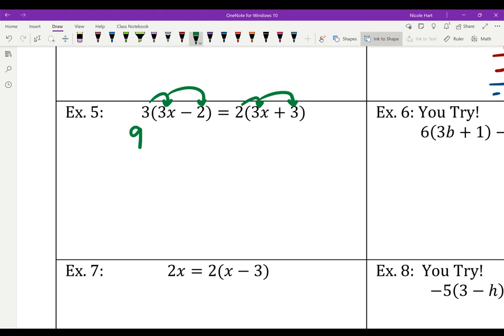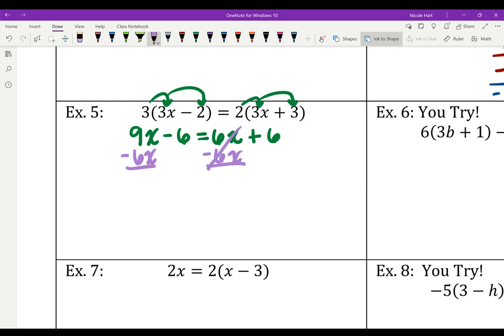3 times 3x gives us 9x. 3 times negative 2 is negative 6. And then we have 2 times 3x gives us 6x. And then 2 times 3 is 6. So when we go to move things around, I am going to subtract that 6x, subtract that 6x.